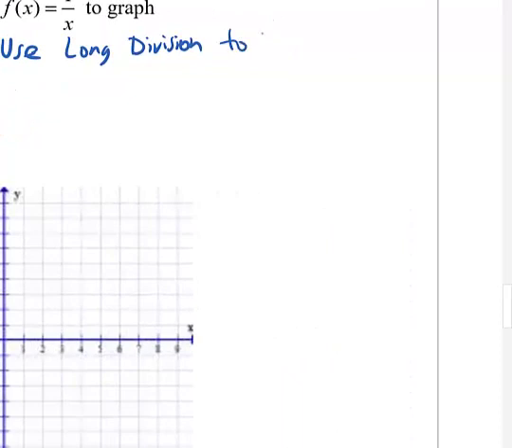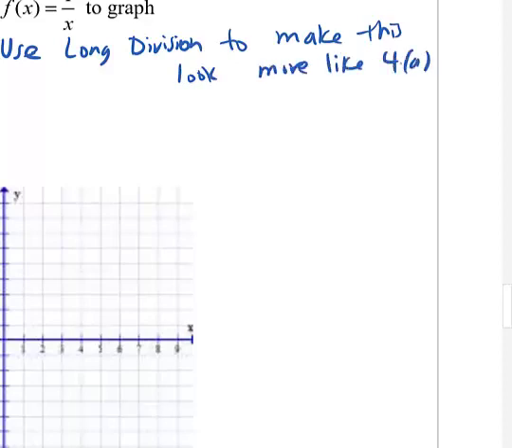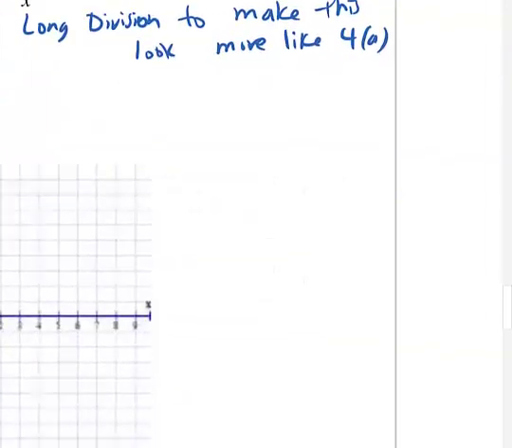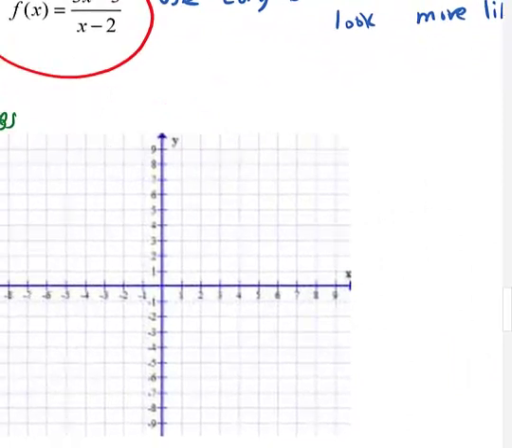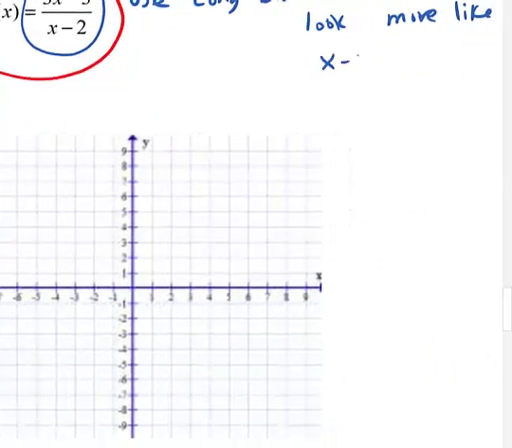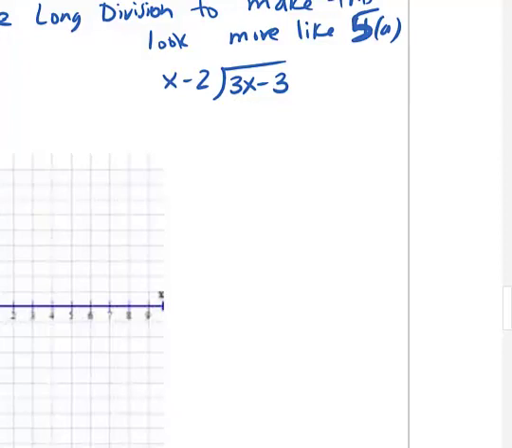to make this look more like what we saw in 5a. We're going to divide, because a fraction you can think of as a division problem. X minus 2 in the denominator, 3x minus 3 in the numerator. That really means x minus 2 divided into 3x minus 3.